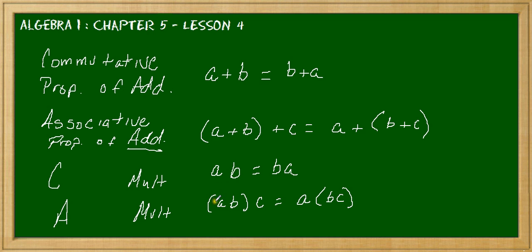Again, when we're multiplying, we can multiply in any order. If I were to say 2 times 3 times 4, I can multiply 3 times 4, then times 2. I can multiply 2 times 4, then times 3. So obviously you can put these in any order. So the commutative and the associative properties apply both to addition and to multiplication.